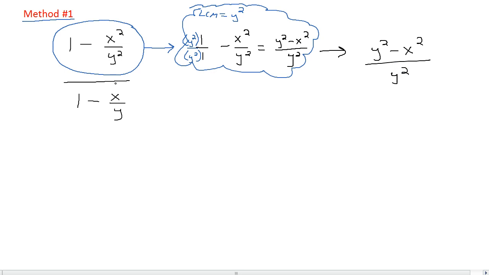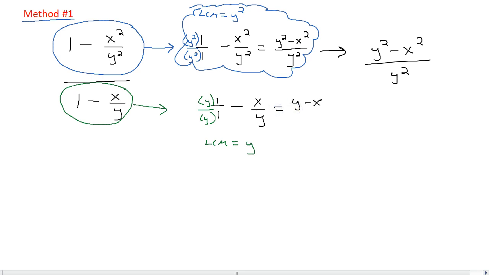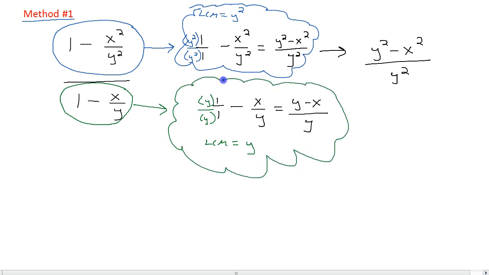Now I'm going to do the same thing with the denominator. So this is a quantity. I'm going to do a little work on it. It's 1 over 1 minus x over y. So I'm going to need to find my common denominator. My LCM is 1 times y, or just y. So this guy is going to need a y over y. So what I end up getting for this one is y minus x over y. Okay, so I'm going to put a green cloud around that because that's cloud work as well.